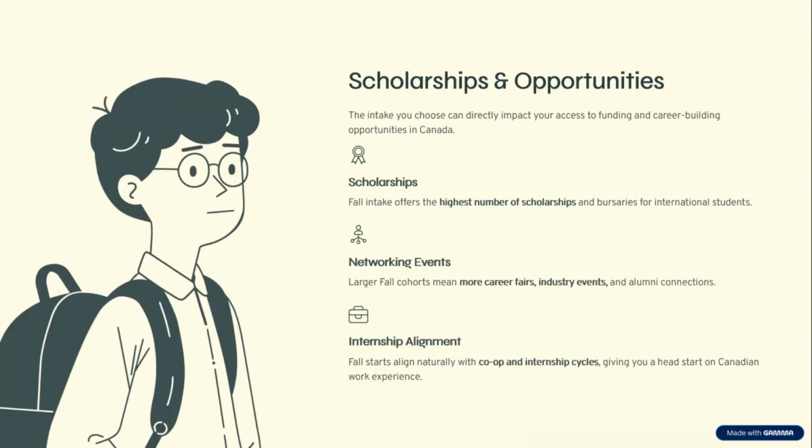If you're looking for scholarship opportunities, I guarantee you fall intake is the best offer you can take. It has the highest number of scholarships and bursaries for international students. Also networking events and internship alignments. These are all perks of the fall intake. So you need to understand that and take them in as you like. So I think that's it.